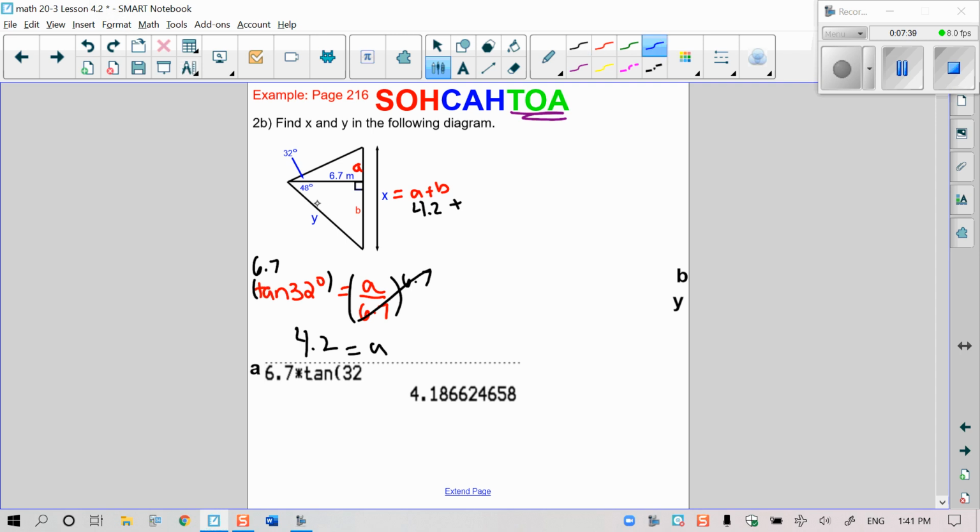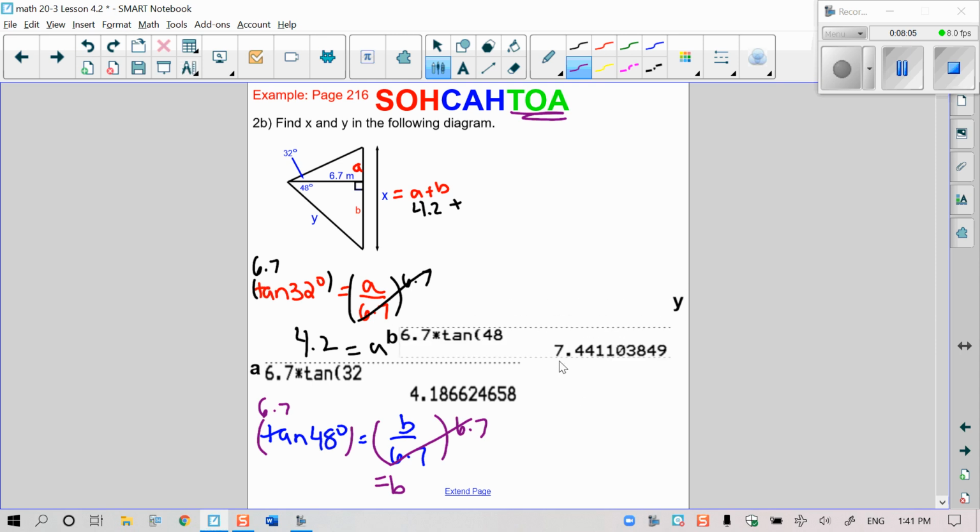So b, same idea. I have 48 degrees. I have an opposite of b, and the adjacent is 6.7. So I'll write that out. So tan of 48 degrees is equal to opposite b over adjacent 6.7. So I'm going to multiply this side by 6.7 and this side by 6.7. So b is going to equal 6.7 multiplied by tan of 48. So 6.7 times tan of 48, my b value is 7.4. So back up here, x is going to equal 11.6 meters.